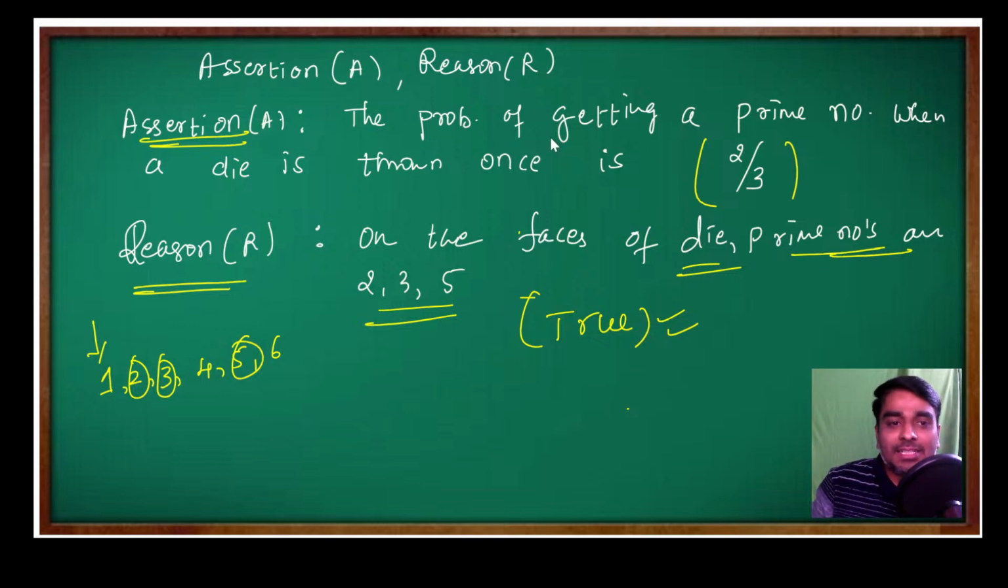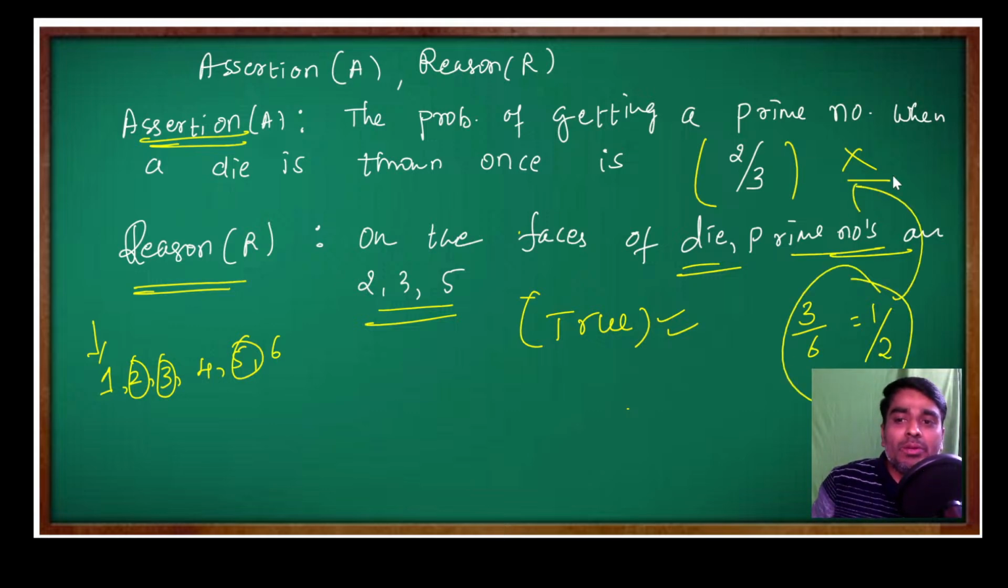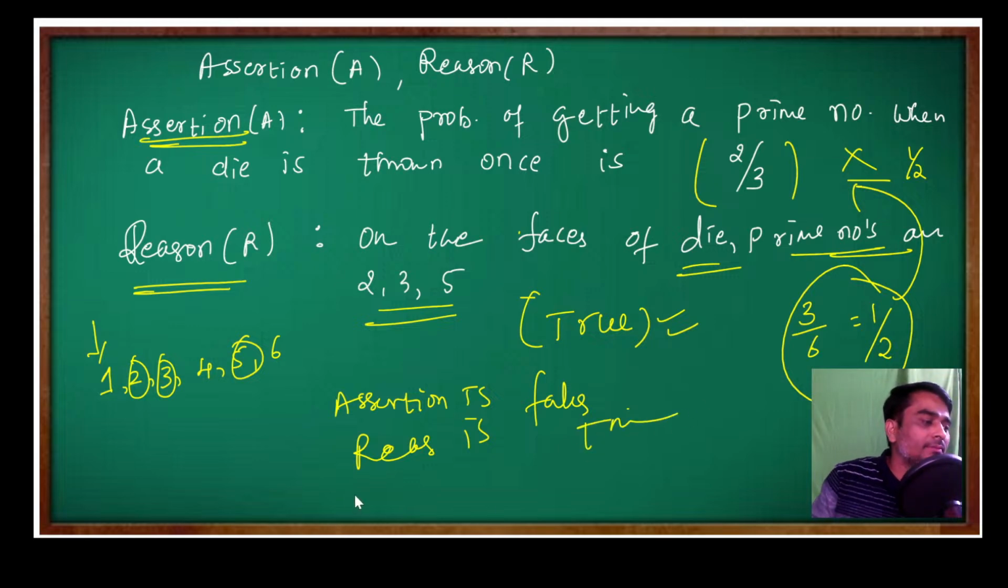Let's see the assertion. The probability of getting a prime number when a die is thrown once, 2 by 3. This is wrong. It cannot be 2 by 3. It should be 3 by 6, which is 1 by 2. If this answer would have been 1 by 2, then both are true. Now the assertion is false and the reason is true. Okay, next assertion question.